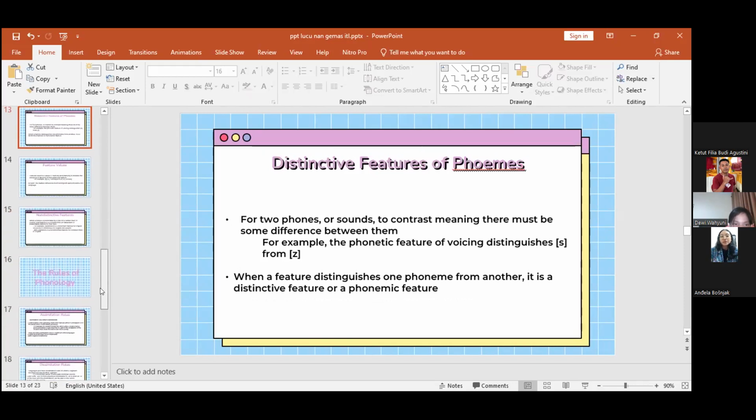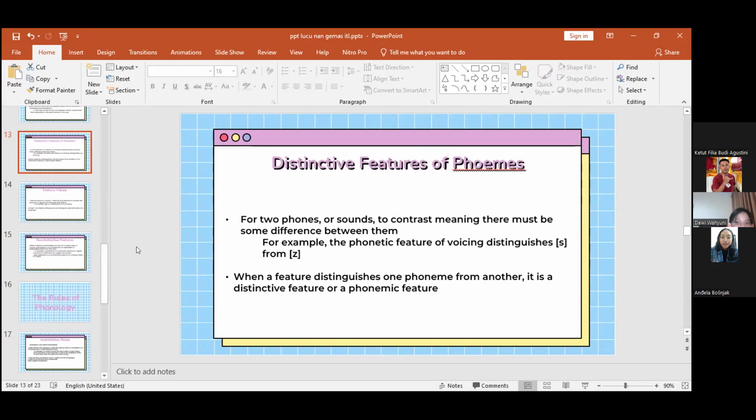Now I am going to explain about distinctive features of phonemes. For two phones or sounds to contrast, meaning there must be some difference between them. For example, the phonetic feature of voicing distinguishes S and Z, which was already explained by David before.